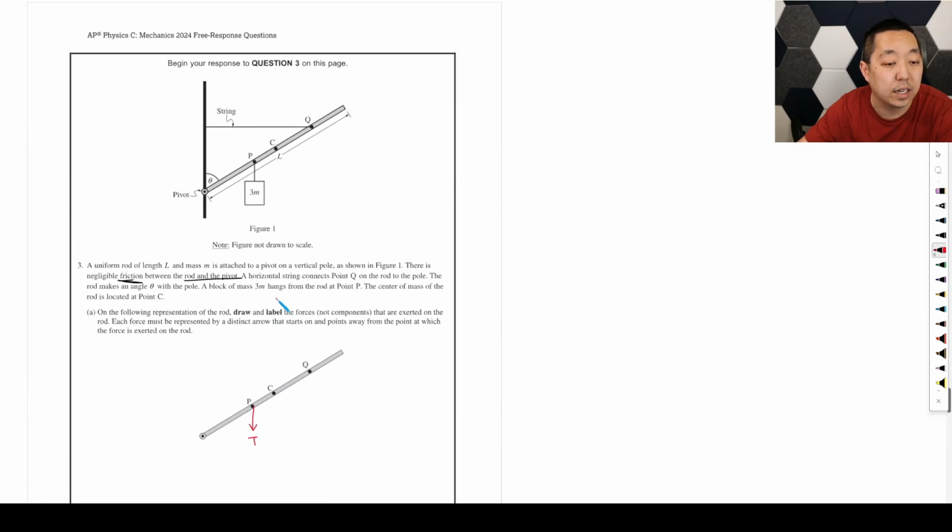I think it's just hanging there. I bet you could get away with 3 mg if you want to put there. I'm just gonna put that there. So we'll call this T1. This is gonna be what is the mass? It's mg, and then we're gonna have this here, tension.